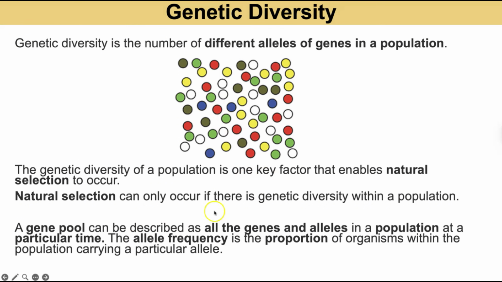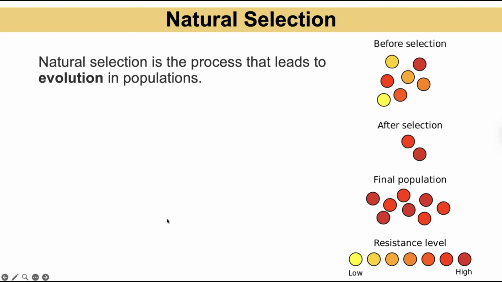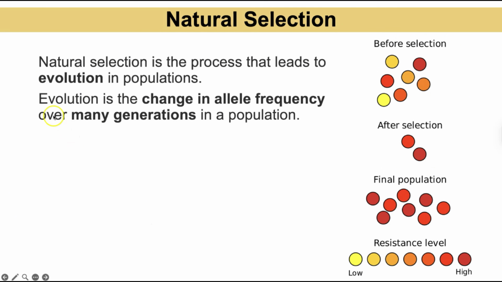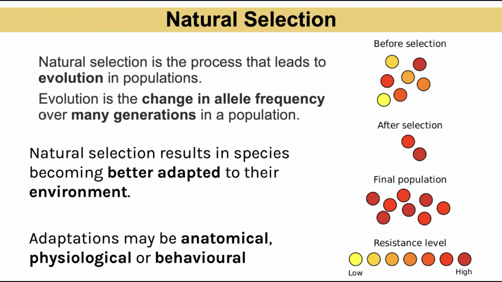So a gene pool can be described as all of the genes and all of the alleles in a population at a particular time. The allele frequency is the proportion of organisms within a population carrying a particular allele. We're going to see these key terms come up as we go through natural selection and evolution. Natural selection is the process that leads to evolution. Your definition of evolution is the change in allele frequency over many generations in a population.